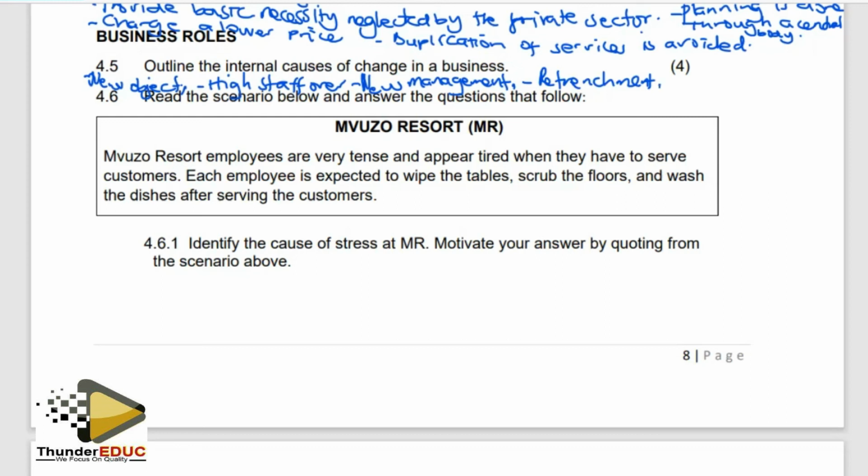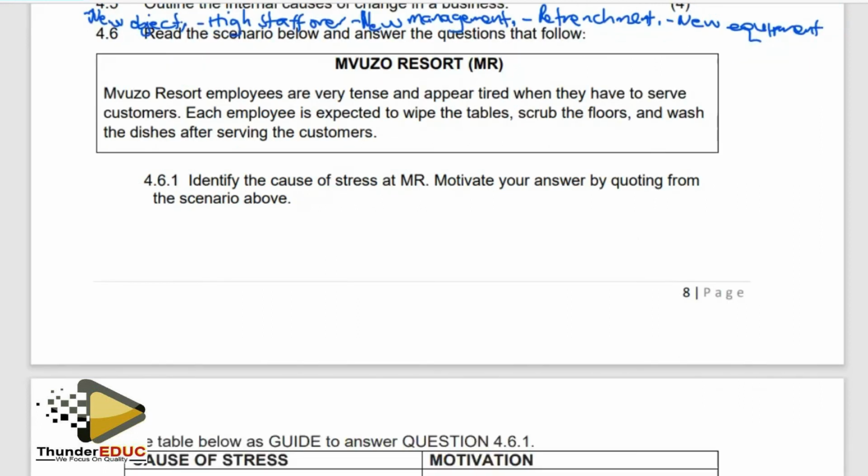Another one could be new equipment, new machines. These new equipments may be because of the latest technology, which is fast, clean and more efficient. It may lead to new changes in the company. For example, the efficiency of machines may render some employees useless, or because they cannot use the new type of equipment brought, they can be retrenched, which is a change. Let's look at another part of the question, and it is a scenario.